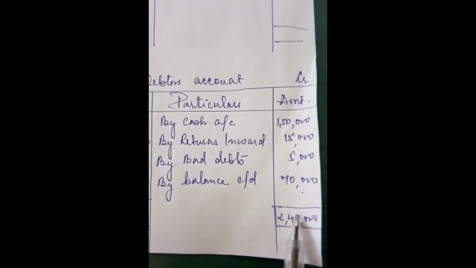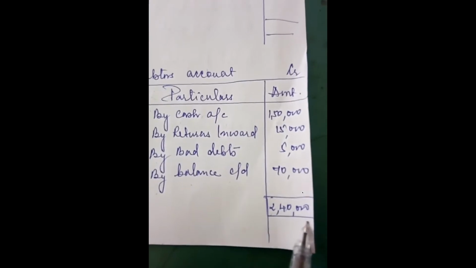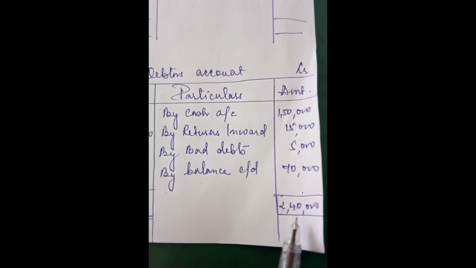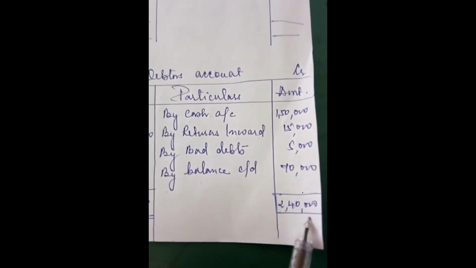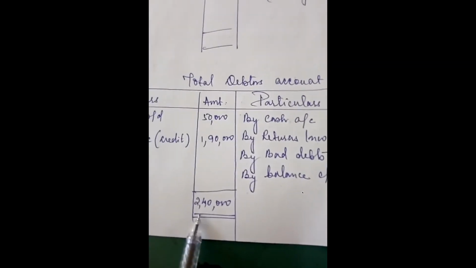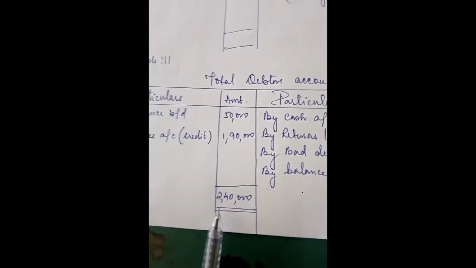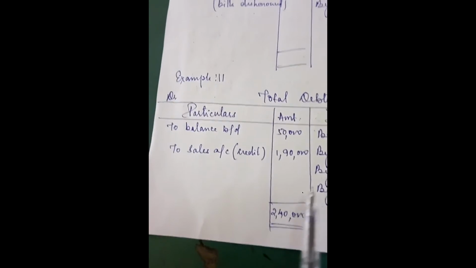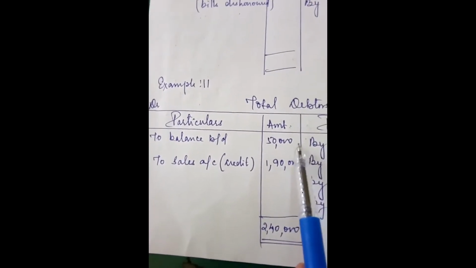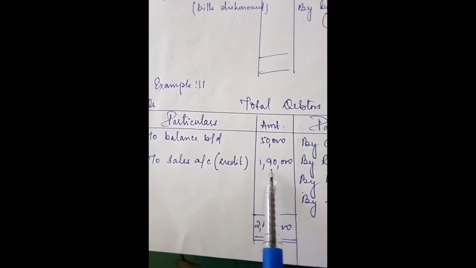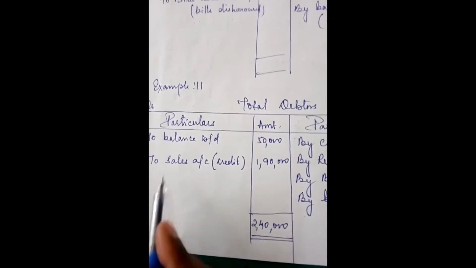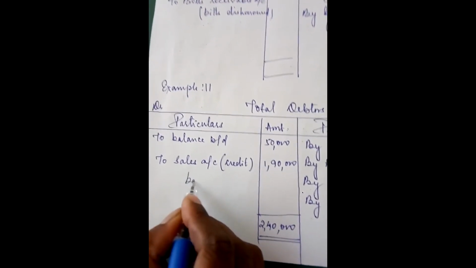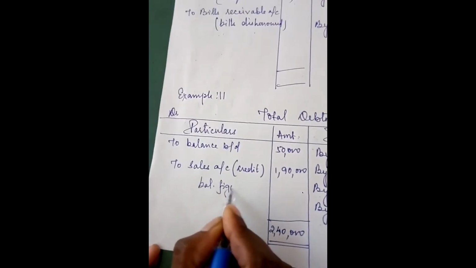So we total up this side and we get 2,40,000. This 2,40,000 is the greater amount, so we enter it in the debit total. Now from this 2,40,000 we minus 50,000 and we get 1,90,000 which is the answer. This is actually the balancing figure.